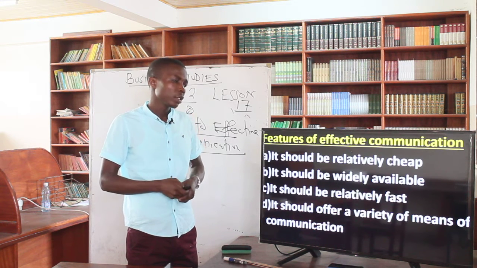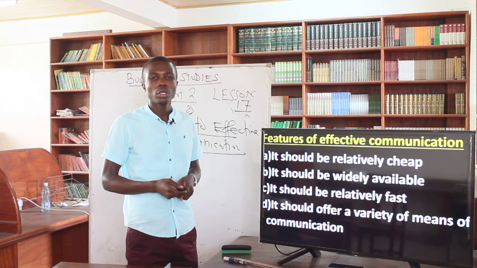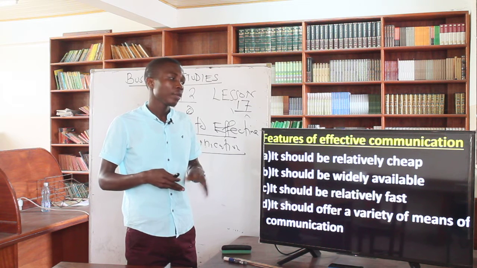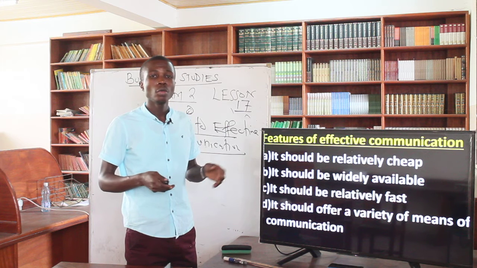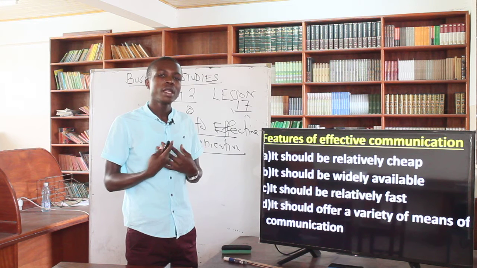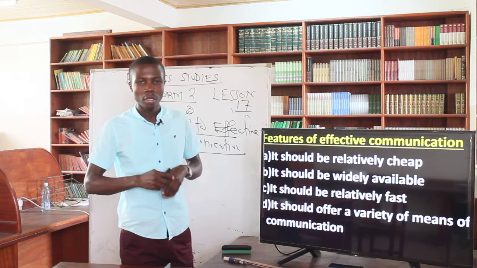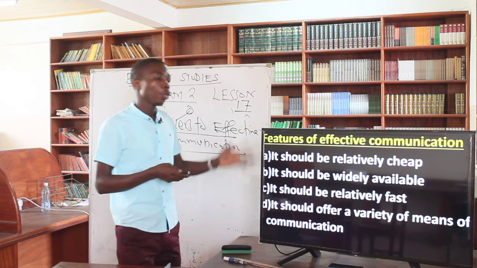Then before we finish, let's look at the features of effective communication. What can make communication effective? And they are always coming in 4 ways. So it should be relatively cheap, it should be widely available, and it should be relatively fast. Then the last, it should offer a variety of means of communication.